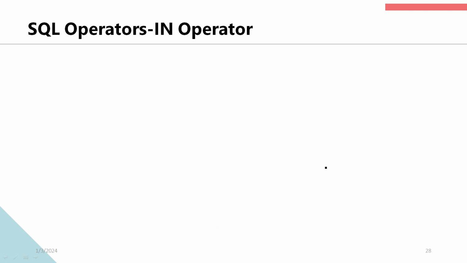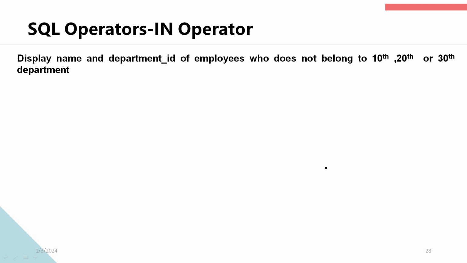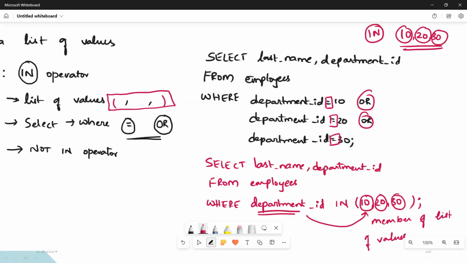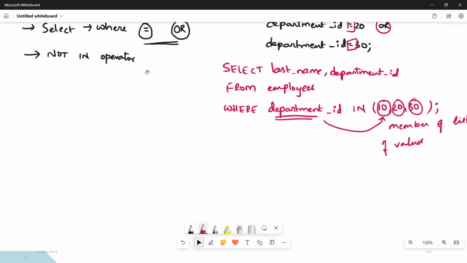So let's proceed. So here is another example where we would like to display the name and department ID of employees who do not belong to 10th, 20th and 30th departments, right? So here the query will be, I suggest you pause the video for a while and try to write the select statement for this. So here you have select from employees table, and we would like to retrieve last name, comma, department ID.